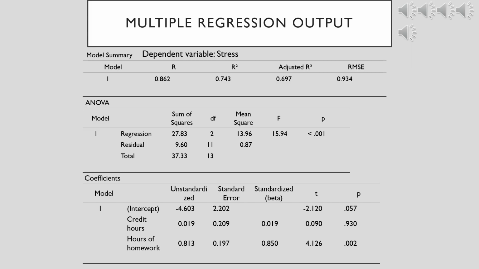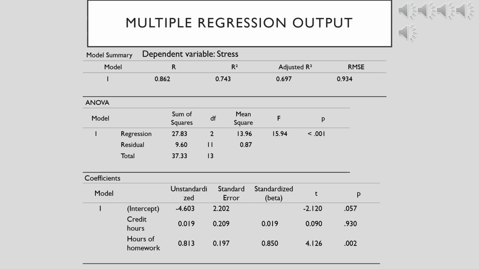It's a more powerful predictor. It has a larger effect on the outcome. So hours of homework here you can see is a significant predictor at p of 0.002, controlling for credit hours. But credit hours is not a significant predictor of stress when controlling for hours of homework.